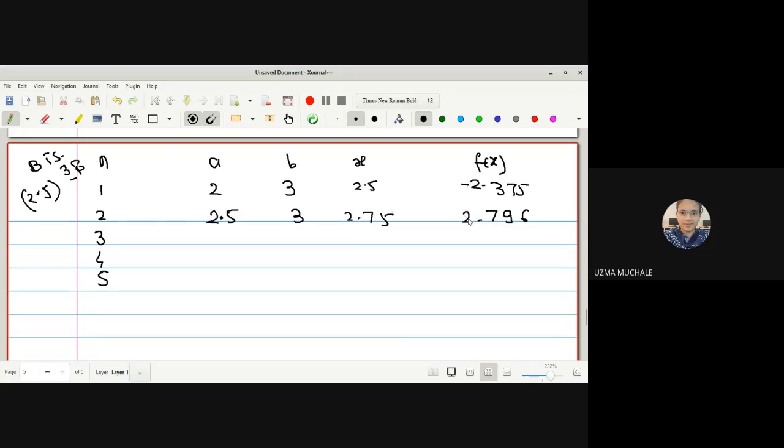These two are opposite of each other. What will be the next interval? It is 2.5 to 2.75, a naught to x1. This is the third iteration. Then add them and divide by 2: 2.5 plus 2.75 divided by 2 will be 2.625. Calculate the value of f of 2.625, which is 0.087. This is tending to 0.